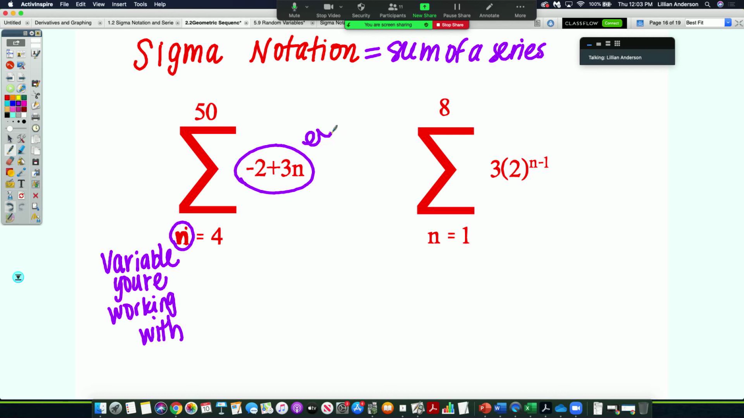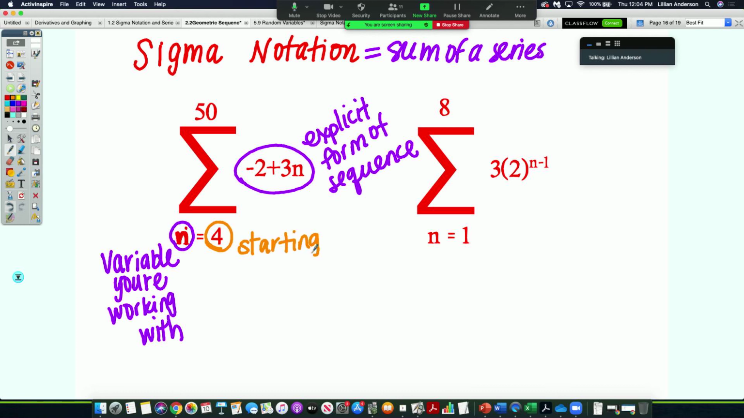This represents the explicit form of your sequence, whether it's geometric, arithmetic, or just a random sequence with a rule. Okay? So the variable that's at the bottom of your sigma is going to be the same variable that you see in the explicit form. The number at the bottom that's equal to that variable tells you your starting term.